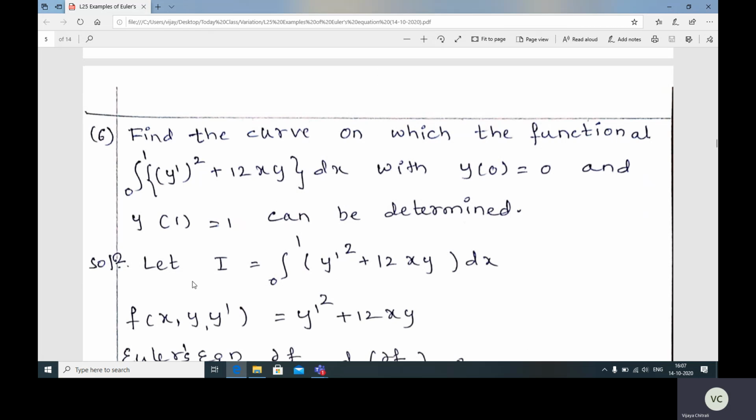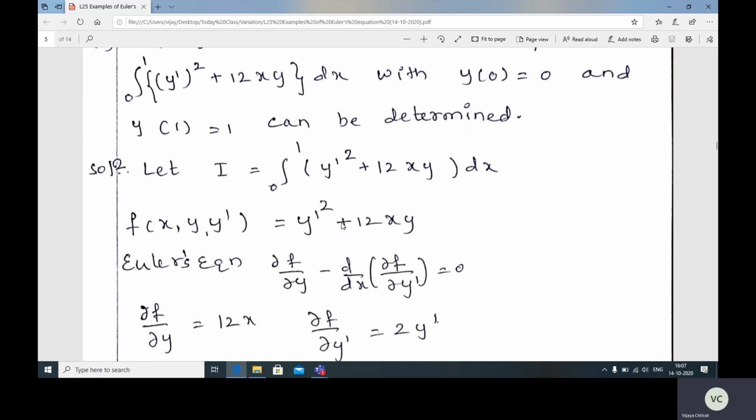So first we want the general solution. So here I is equal to the integration from 0 to 1 of y dash raised to 2 plus 12xy, into dx. So f of x, y, y dash is y dash raised to 2 plus 12xy. This is our f, which is a relation between the x, y, y dash terms, right? This is y dash raised to 2 plus 12xy.